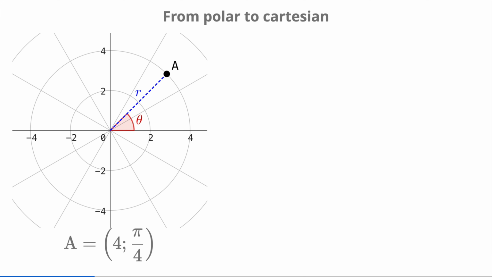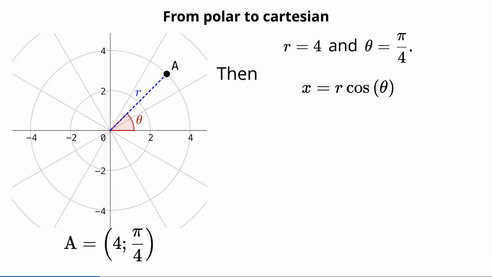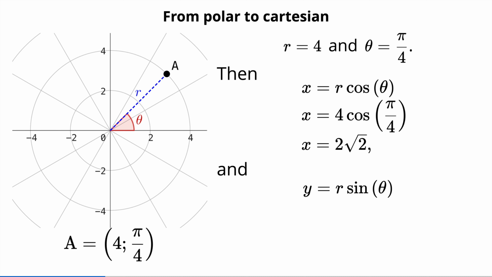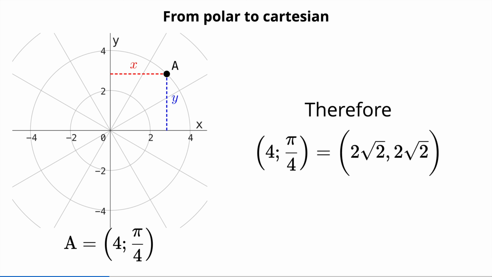Now if we have the point 4 semicolon pi over 4 represented in polar coordinates, we have that r is equal to 4 and theta is equal to pi over 4. Then using the formula x equal to r cosine theta, substituting the values and simplifying, we obtain x equal to 2 times the square root of 2. In a similar way, we obtain the value of y also to be equal to 2 times the square root of 2. Therefore, 4 semicolon pi over 4 is equal to the Cartesian point 2 times the square root of 2, 2 times the square root of 2.